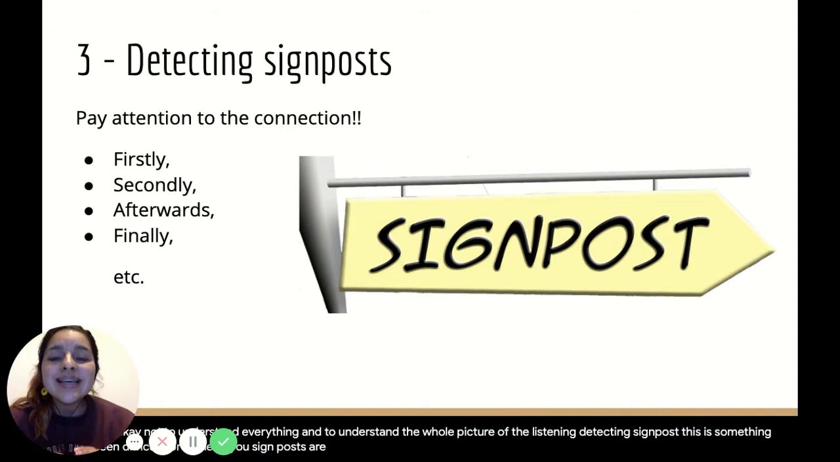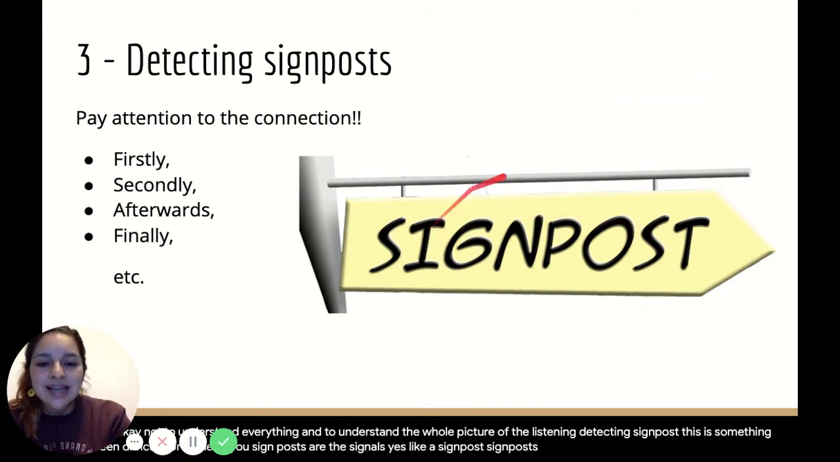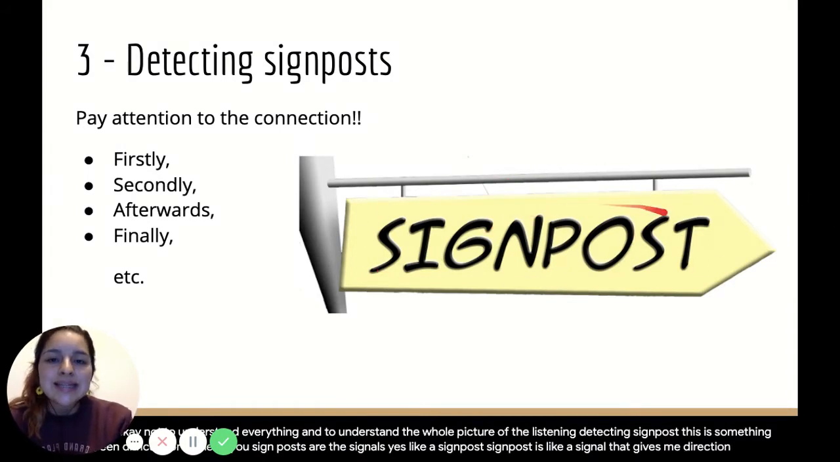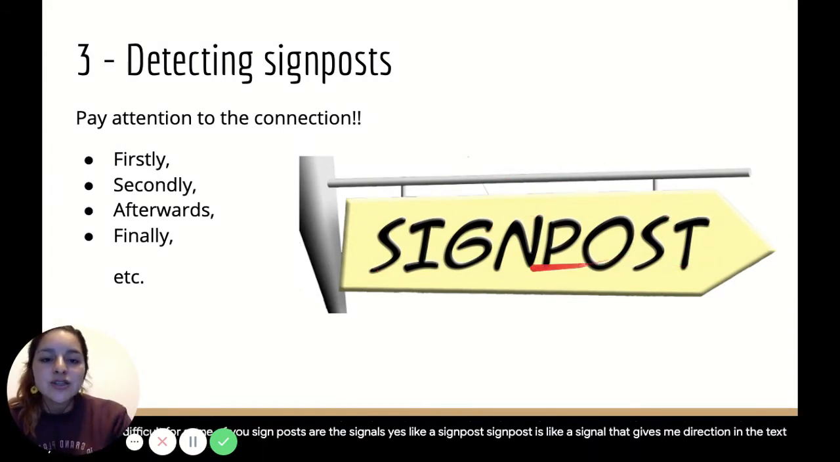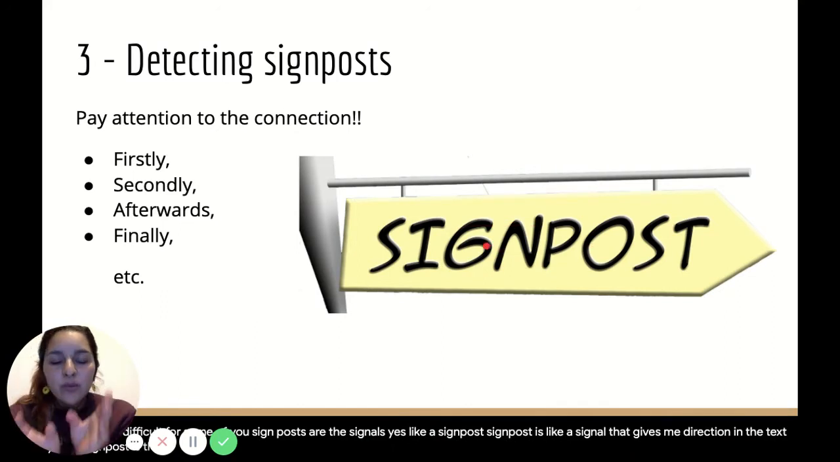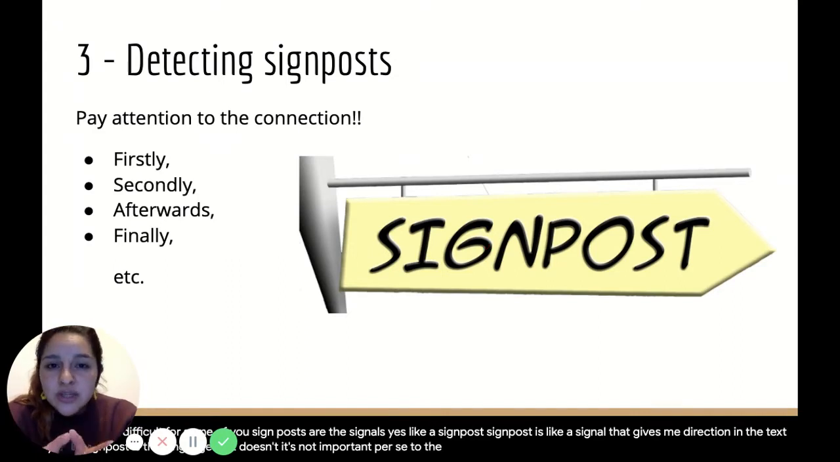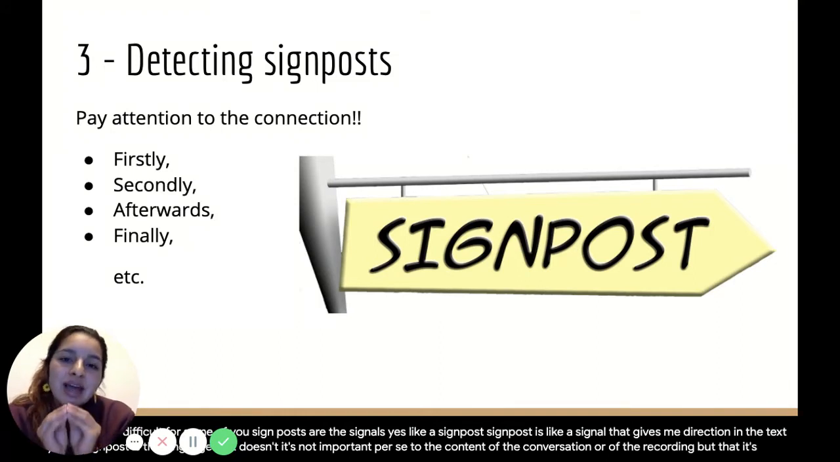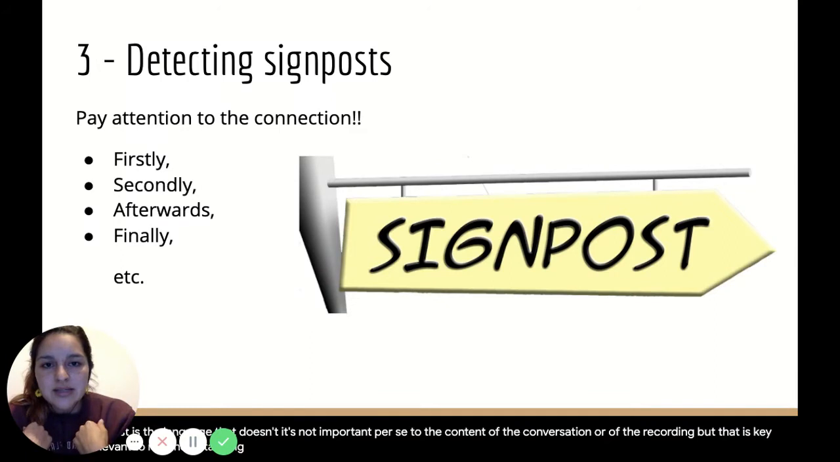Detecting signposts. This is something that has been difficult for some of you. Signposts are the signals, like a signpost. A signpost is like a signal that gives me direction in the text. So signpost is the language that is not important per se to the content of the conversation or of the recording, but that is relevant to my understanding of the direction of the text.